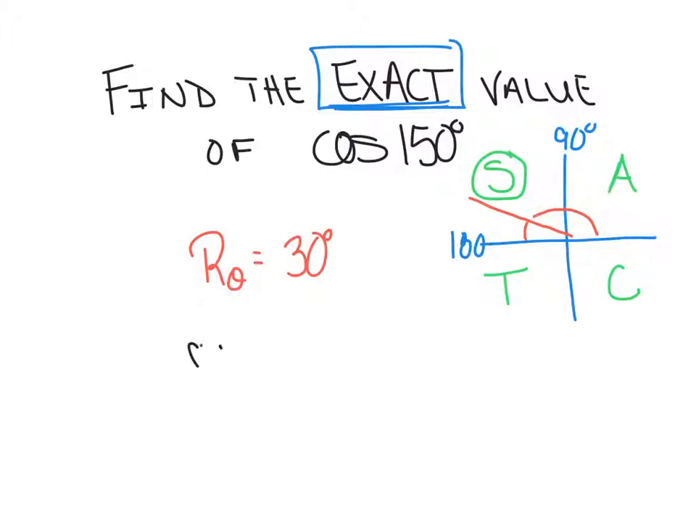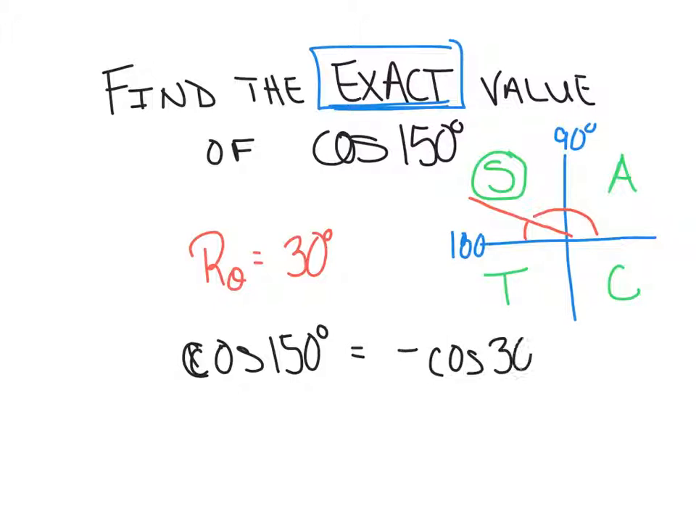So basically, the cosine of 150 degrees is equivalent to negative cosine of 30 degrees. So my answer is negative radical 3 over 2. That is the exact value of the cosine of 150.